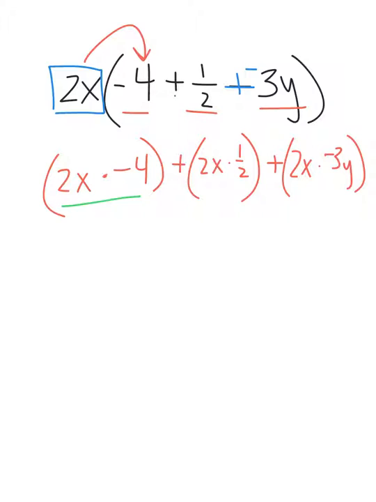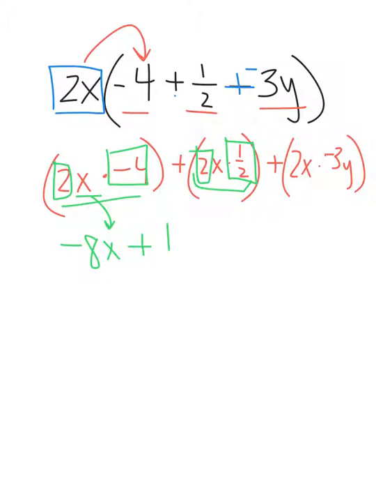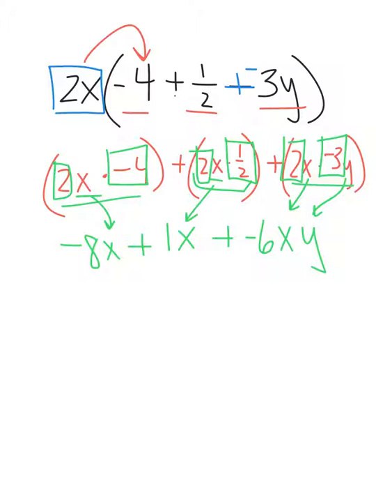So 2x times -4, 2 times -4 is -8, x comes along for the ride, plus 2x times a half. 2 times 1/2 is 1. X comes along for the ride. Finally, 2x times negative 3y. 2 times negative 3 is negative 6. X comes along for the ride. Y comes along for the ride. So this would be my final answer.